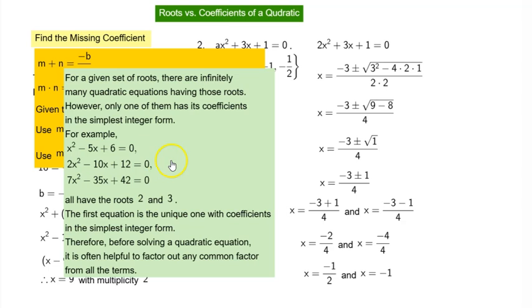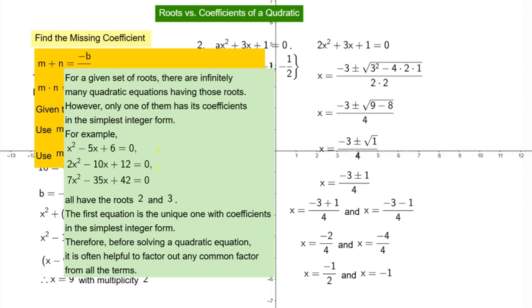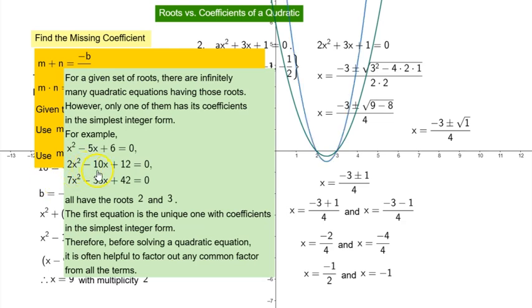So let's very quickly look at the graph. So if we draw the graph, 2 and 3, let's move this aside for the moment. This is the equation for x square minus 5x plus 6. This is for 2x square minus 10x plus 12 equal to 0. And this is for 7x square minus 35x plus 42 equal to 0. And each of these graphs are intersecting the x-axis at 2 and 3, which are the roots.